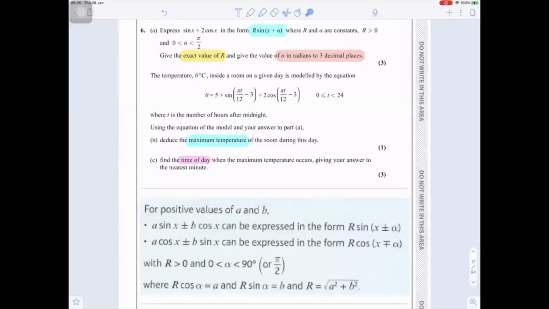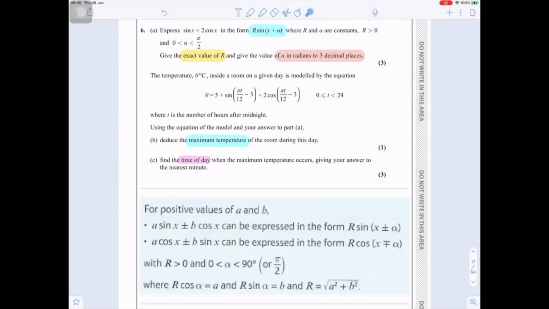Question number 6. Express sine 2x plus 2 cos x in the form r sine of x plus alpha, where r and alpha are constants, r is greater than 0, and 0 is less than alpha less than pi over 2. Give the exact value of r and give the value of alpha in radians to 3 decimal places. The temperature, theta degrees Celsius, inside a room on a given day is modeled by the equation, where T is the number of hours after midnight.